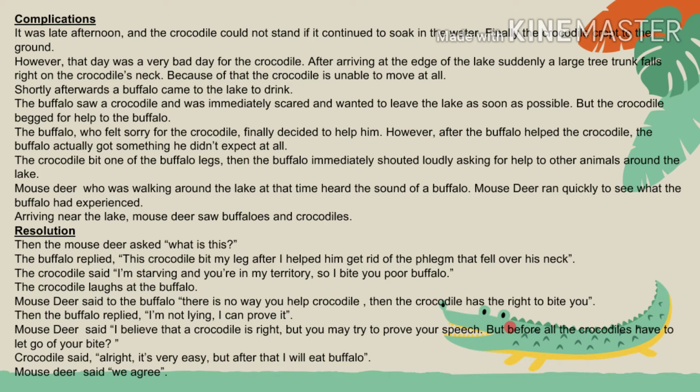In this resolution part, the mouse deer heard the debate of the crocodile and buffalo. Finally, the mouse deer approached them. There, the mouse deer tries to save the buffalo by pretending not to believe the buffalo. For that, the deer ordered the buffalo to prove his innocence, and the crocodile had to let go of the buffalo's leg so the buffalo could prove it. After being released, the buffalo and mouse deer climbed the tree and threw it until it hit the crocodile. Finally, the mouse deer and buffalo survived.